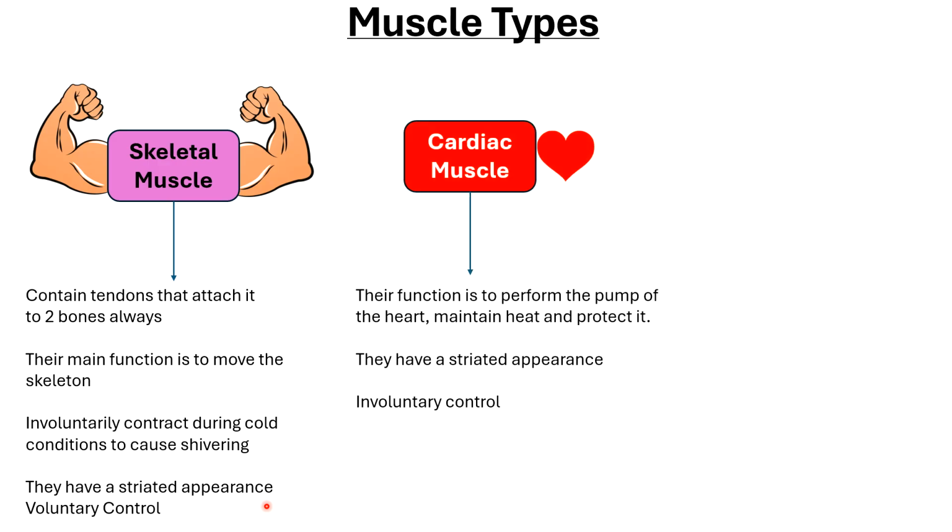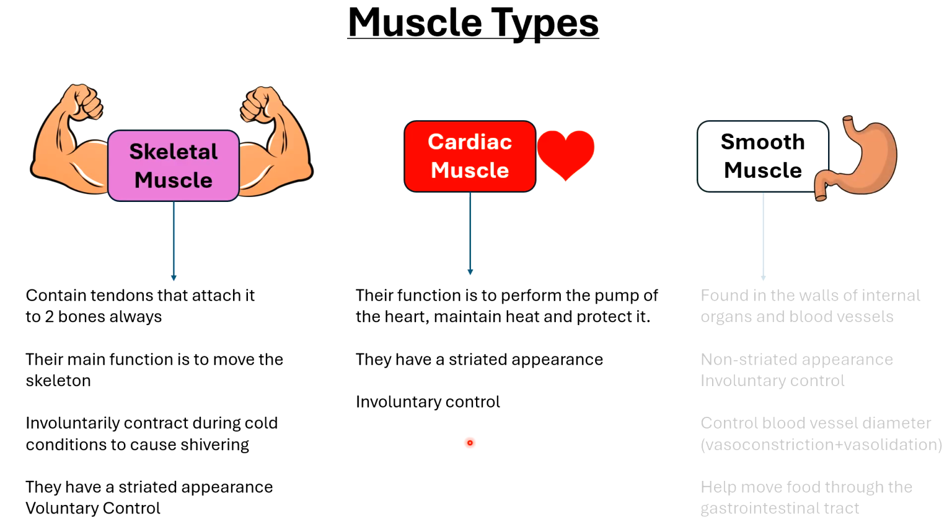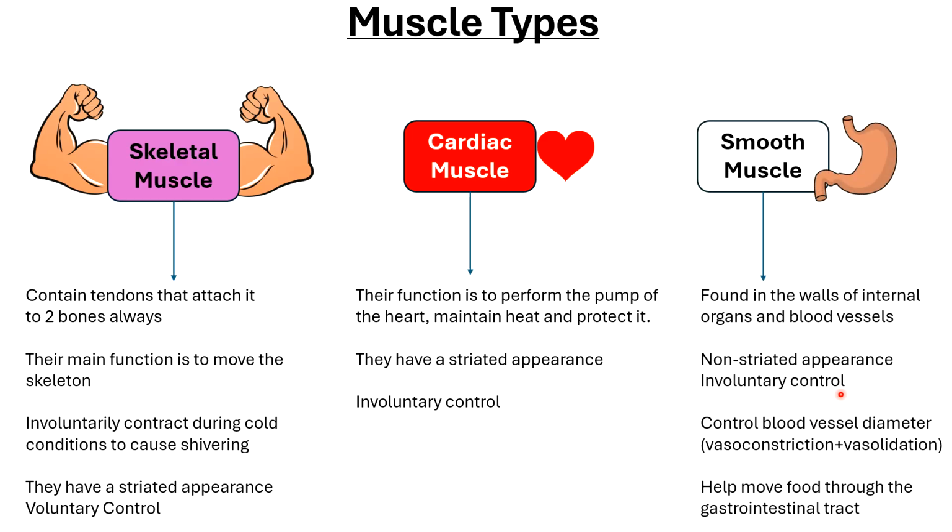Then we have the cardiac muscles in the heart. An example of this would be the ventricles that cause the pump. They have a striated appearance as well, but this time they are in involuntary control. Lastly, we have smooth muscle, also in involuntary control, this time having a non-striated appearance. It is found in other organs, in their walls and blood vessels. It also controls the diameter of the lumen, so they have a role in vasoconstriction and vasodilation. And lastly, they can help move certain substances.